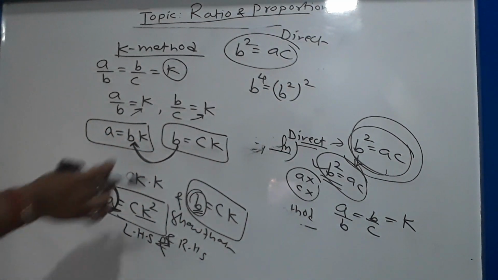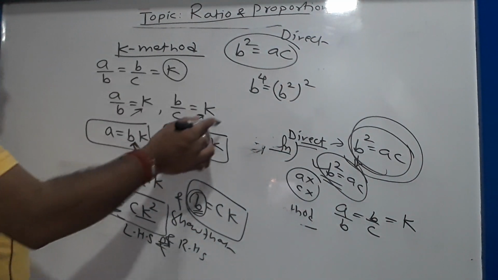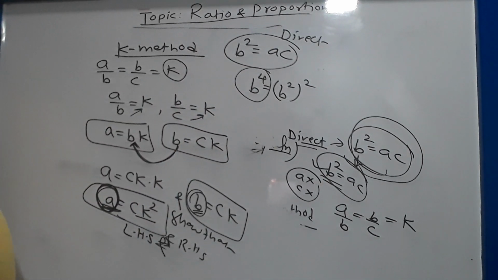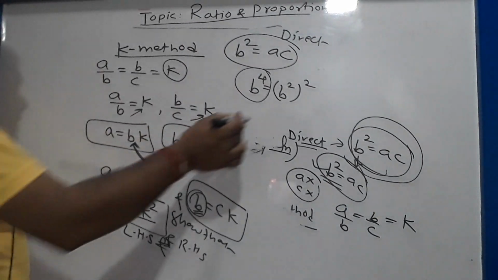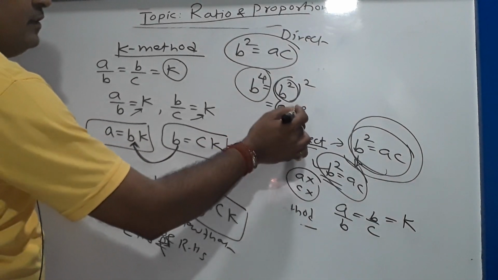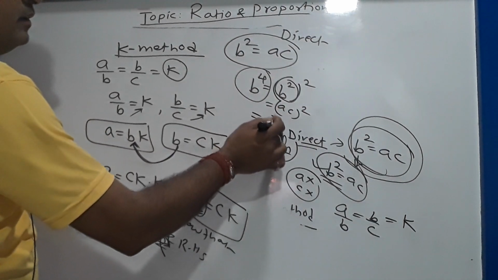Law of indices: power raised to power, multiply the power. So if you have come across B power 4, then you will write B square square. Then this value B square you are going to replace by AC. Then AC square, A square, C square. Correct?